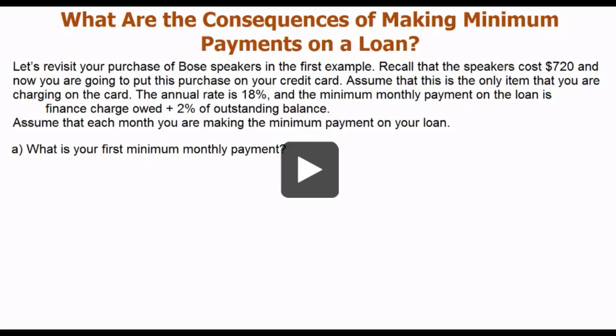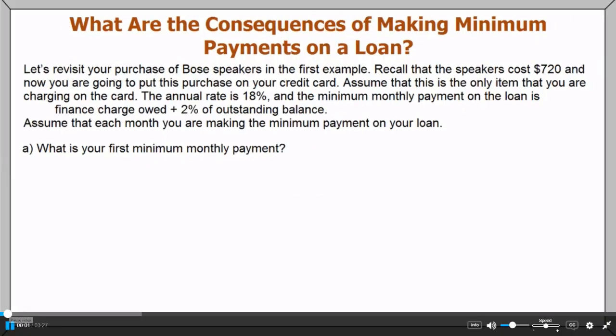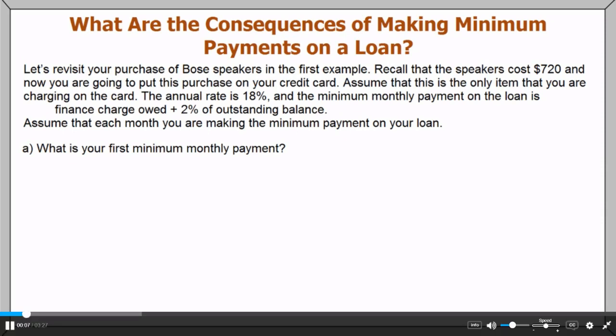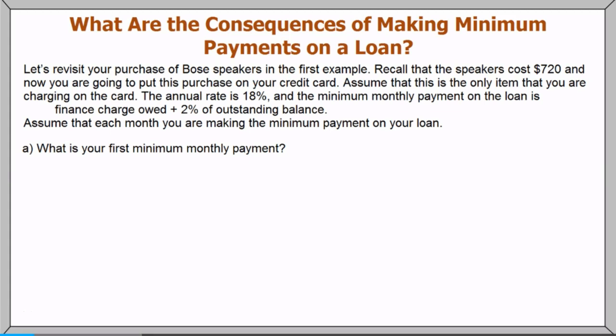Let's take a look now at example 4 from the textbook. Now we will apply this method to find out what the consequences are of making only the minimum payments on a loan. Let's revisit your purchase of Bose speakers in the previous example. Recall that the speakers cost $720, and now you are going to put this purchase on your credit card. Assume that this is the only item that you are charging on the card.